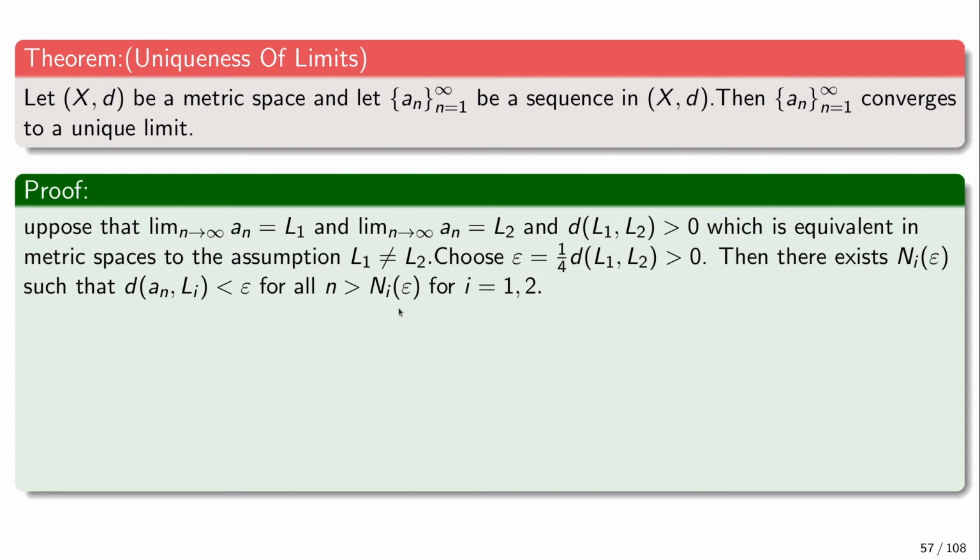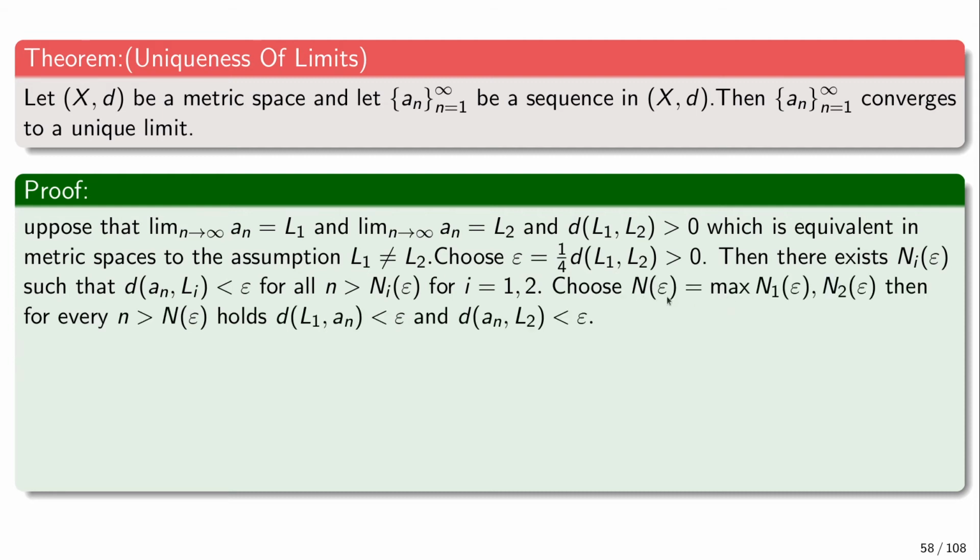So let's see what happens. Now if we choose n of epsilon to be the maximum of those two numbers, then for every natural number n greater than n of epsilon, we must have the distance, and I wrote this on purpose, of L1, the metric is symmetric here, the distance from L1 to a_n is smaller than epsilon. And at the same time, the distance of a_n from L2 also has to be smaller than epsilon.